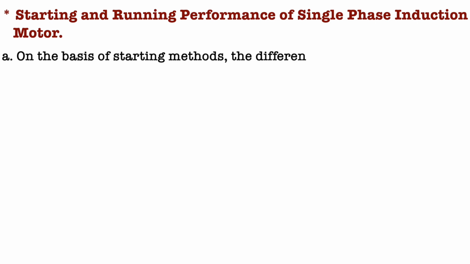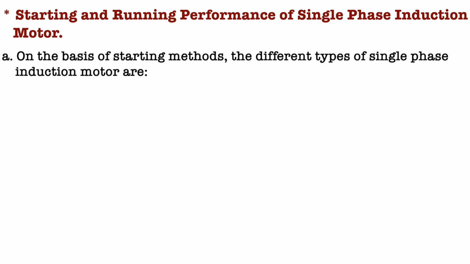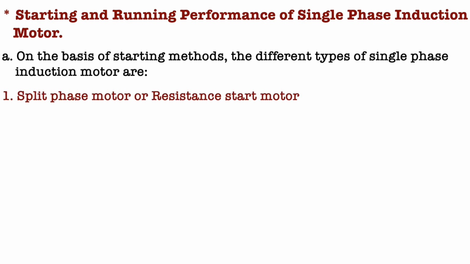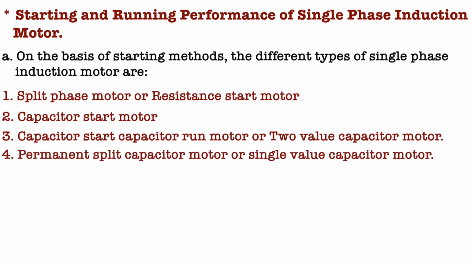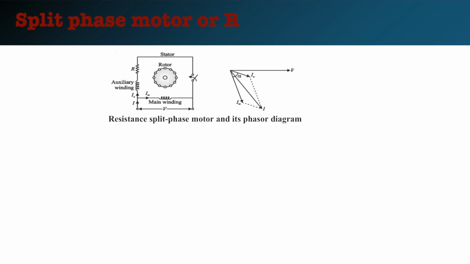On the basis of the starting methods, the different types of single phase induction motors are: split phase motor or resistance start motor, capacitor start motor, capacitor start run motor or two value capacitor motor, the permanent split capacitor motor or single value capacitor motor, and the shaded pole motor. So, let us see each one by one. Split phase motor or resistance start motor.